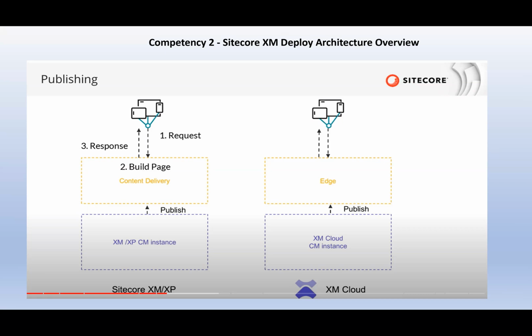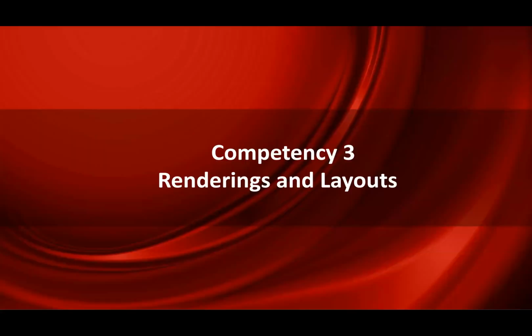In the normal XM/XP world, you have the CM instance and the CD instance. The CD instance can be part of the same machine, same server, or a different topology. In the case of XM Cloud, CD is not there. You call it Edge, and we don't even talk about the web database. So you have the master database, and then you have Edge. The Edge is contacted by multiple applications or devices through the GraphQL API.